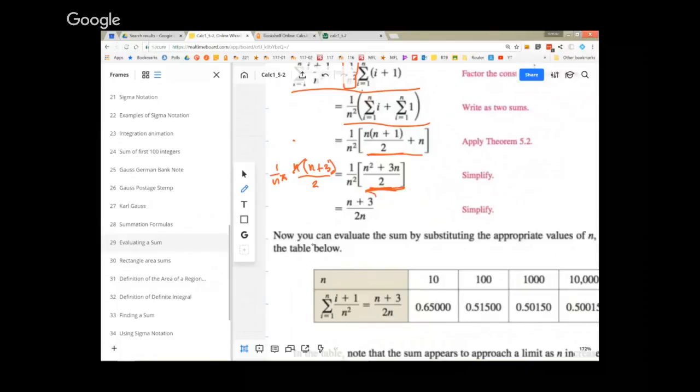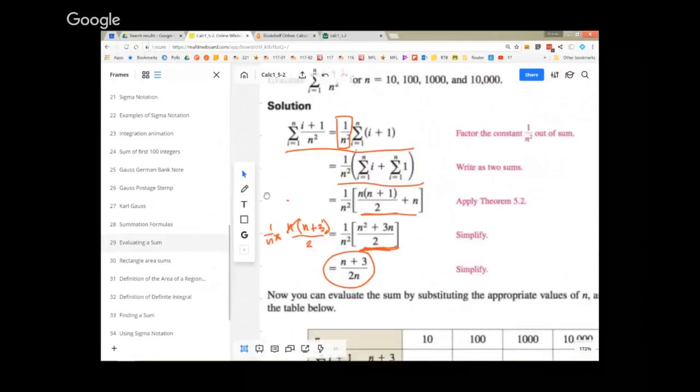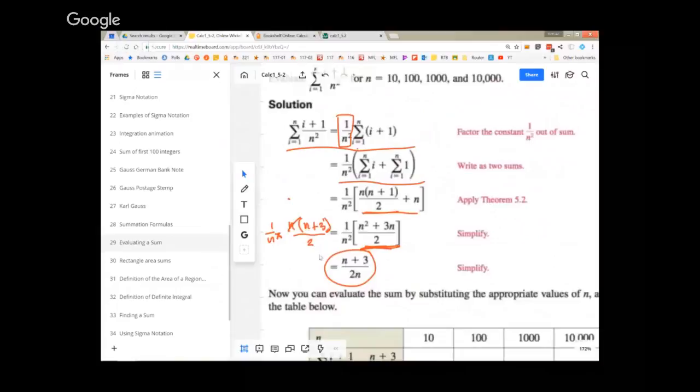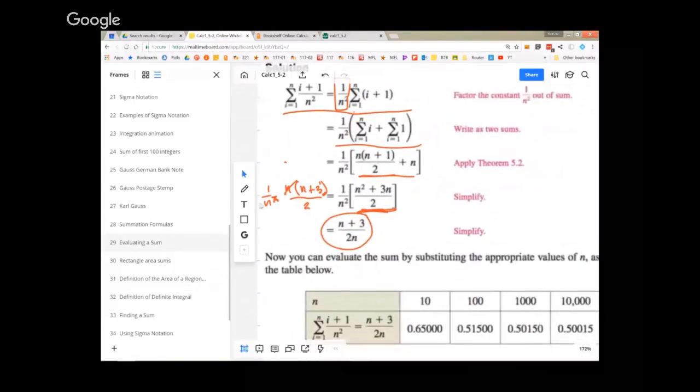Okay. So all of that whole thing boiled down to, instead of something we have to add up n times, there it is. So for example, for n equals 10, 10 plus 3 is 13. 20 on the bottom, 13 twentieths. And here's 13 twentieths in decimal form. Plug in 100. 103 on the top, 200 on the bottom.